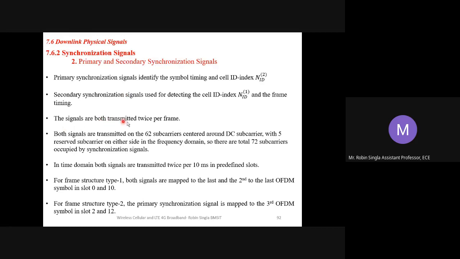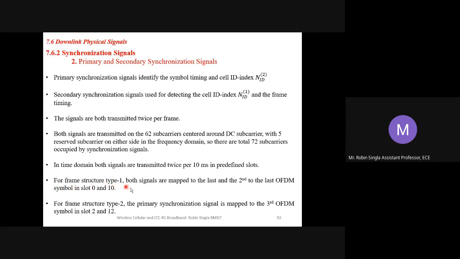The signals from both are transmitted twice per frame. Both signals are transmitted on 62 subcarriers centered around DC subcarrier with 5 reserved subcarriers on either side in the frequency domain. So there are a total of 72 subcarriers occupied by synchronization signals. In time domain, both signals are transmitted twice per 10 millisecond in predefined slots.